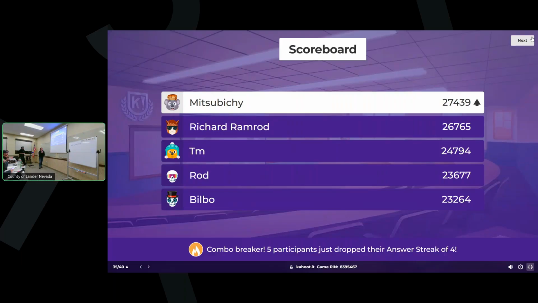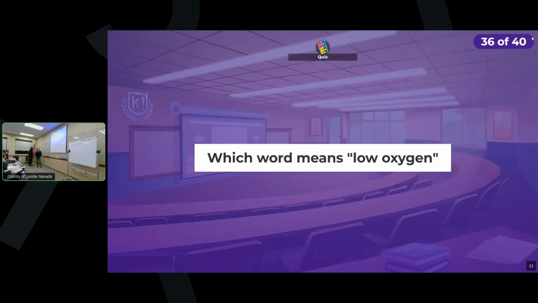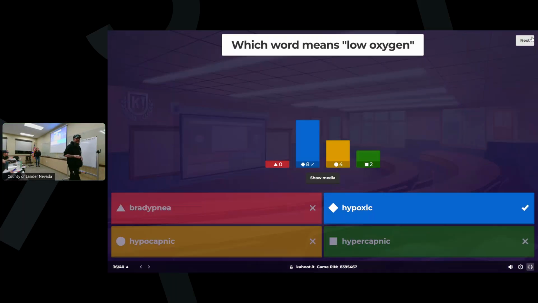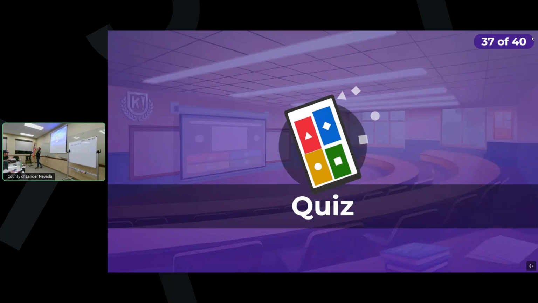Don't forget that. Game's on. Which word means low oxygen? Hypoxic. So oxic, meaning oxygen, right? Hypo, meaning low. The other one, hypocapnic. What is capnic? We'll go next.